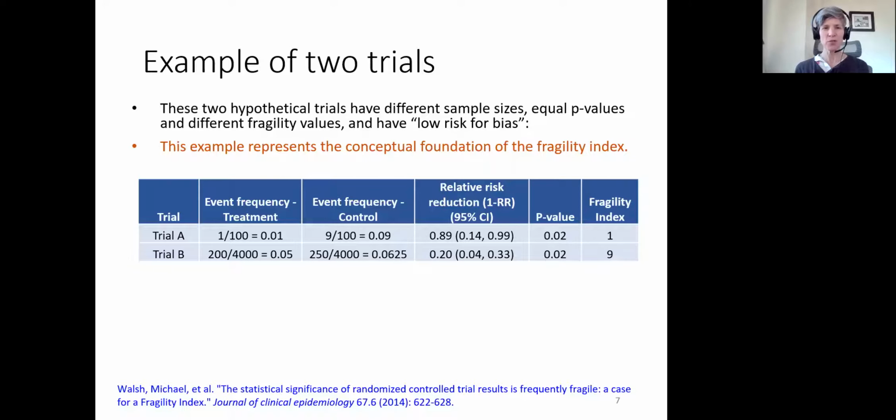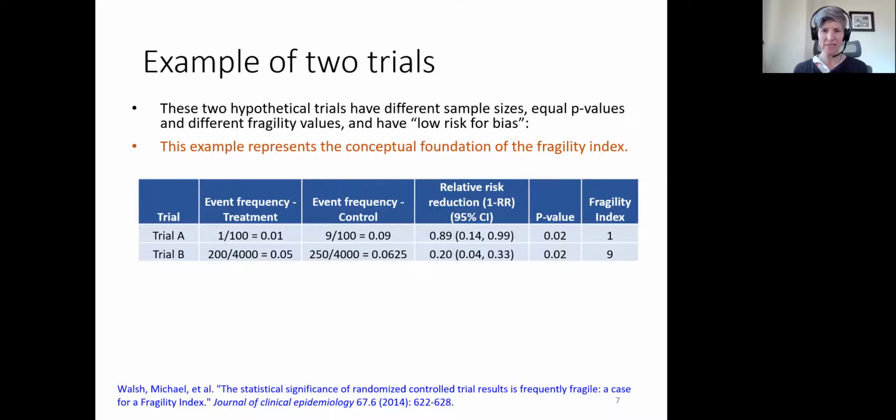Here's an example of 2 hypothetical trials. They have different sample sizes, equal p-values, and different fragility index values, and have low risk for bias. This example was provided by Walsh et al. to give the reader an intuition for the concept of fragility. So it represents the conceptual foundation of the fragility index.